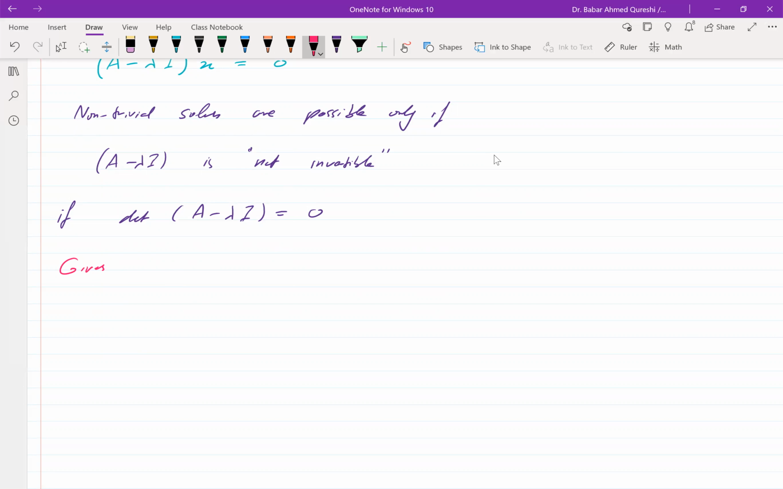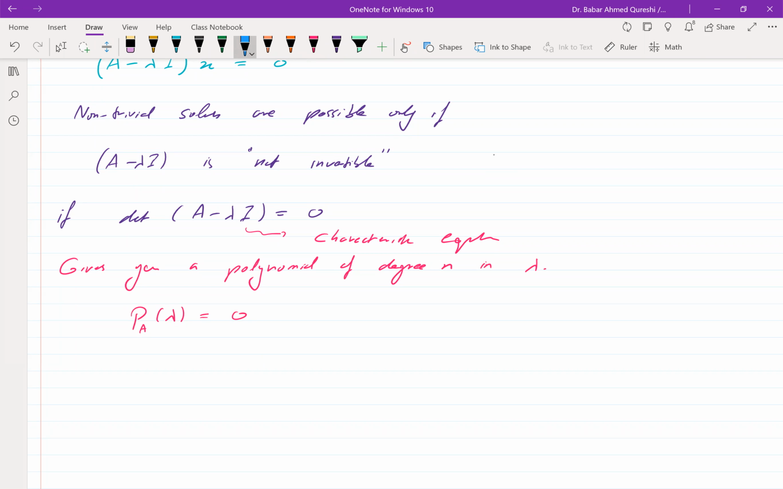So this equation is called the characteristic equation and gives you a polynomial of degree n in lambda. When you open up the determinant, lambda is appearing on the diagonals, you are multiplying it again and again, and you definitely get the nth power of lambda, so you generate a polynomial of degree n. So you solve for this polynomial, putting it equal to 0.